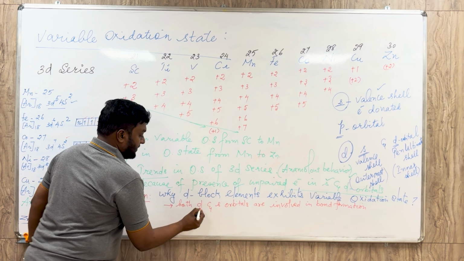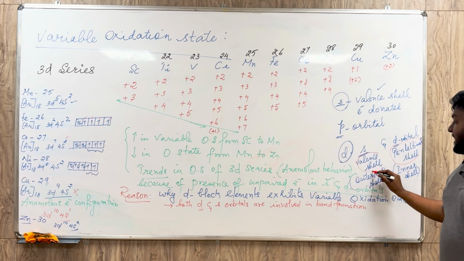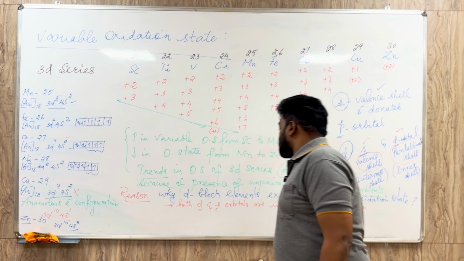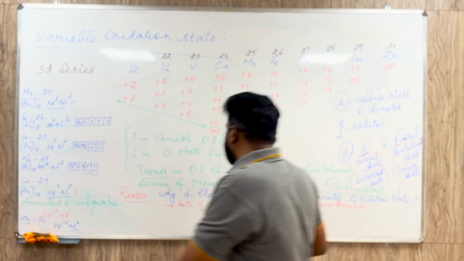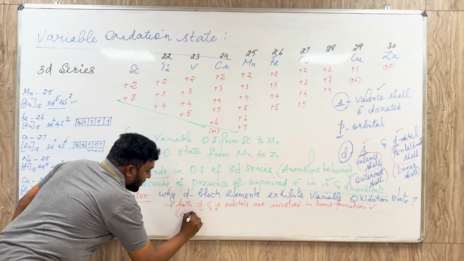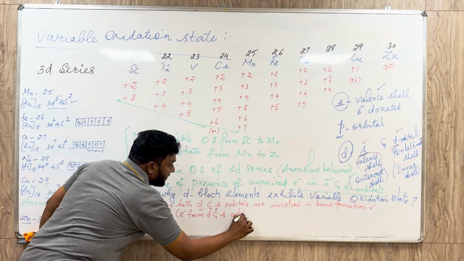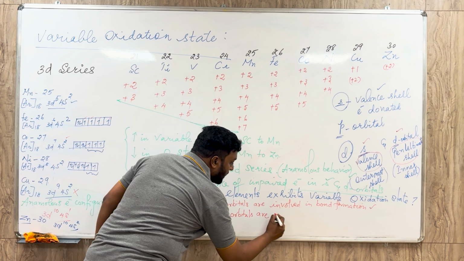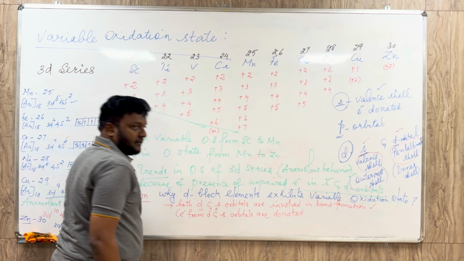What is this D orbital? D orbital is called as the penultimate shell. What is this S orbital? S orbital is called as the valence shell. Both D and S orbitals, both the D and S orbitals are involved in the bond formation. That means it can also be written as the electrons from D and S orbitals are involved in the bond formation, or donated or lost, isn't it? Or given or donated for bond formation.